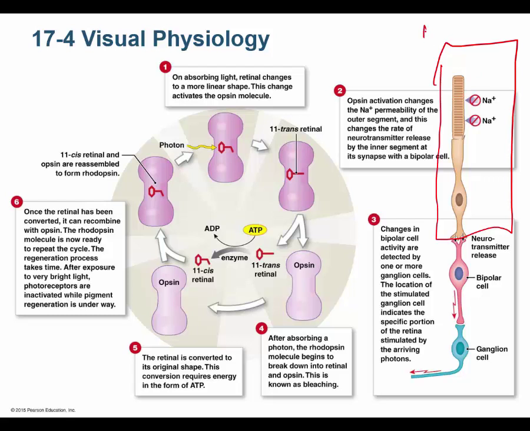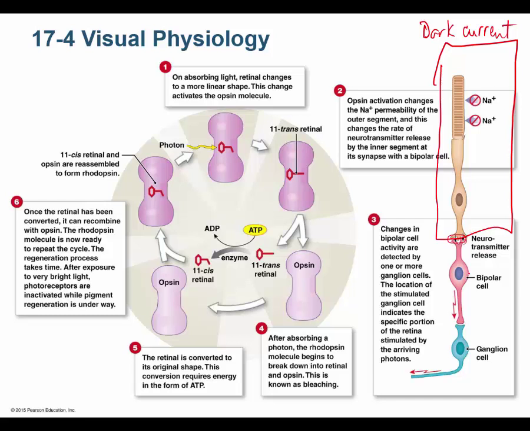The rod has a dark current, and that means that neurotransmitters are flowing. This is depolarizing, and neurotransmitters are flowing in the dark. When light hits it, it hyperpolarizes. And that's not going to sound right to you. You're going to think light hits this and it depolarizes and sends the signal. And this is what's counterintuitive. In the dark, this thing is depolarizing and releasing a neurotransmitter that is inhibitory.